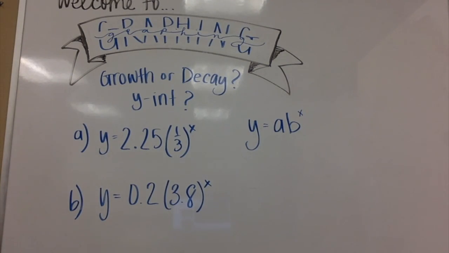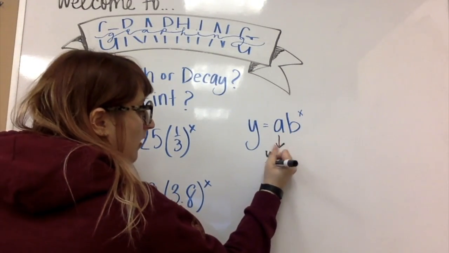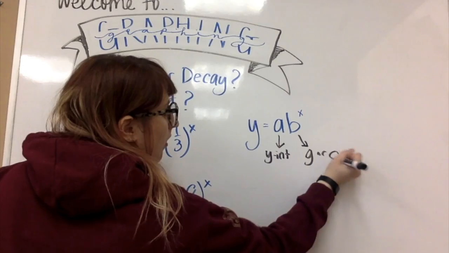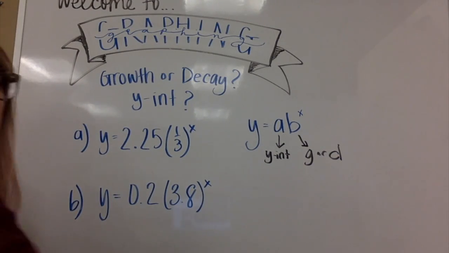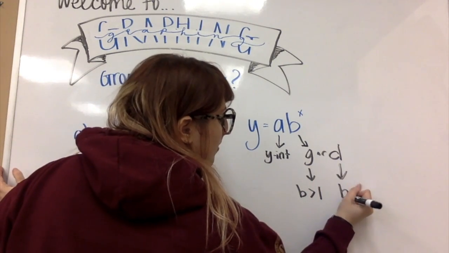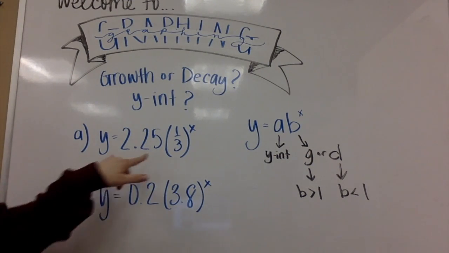All right, guys, next we're going to be looking at growth and decay. So I have 2 equations here for you, and we're going to determine if they represent growth or decay and what the y-intercept is. So the exponential form, we have y equals ab to the x. So remember, a is our y-intercept, and b is what tells us if we have growth or decay. So we have growth if our b value is greater than 1, and we have decay if our b value is less than 1.